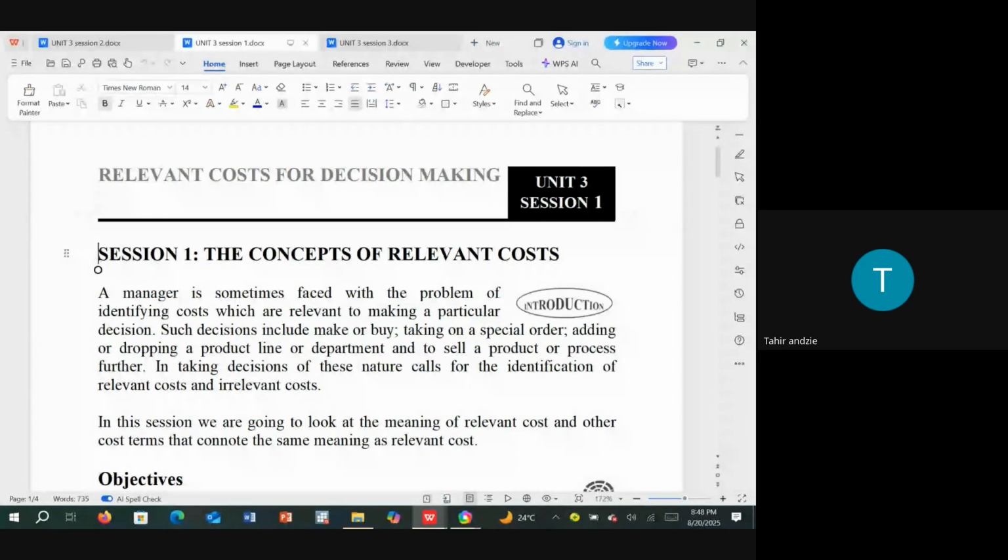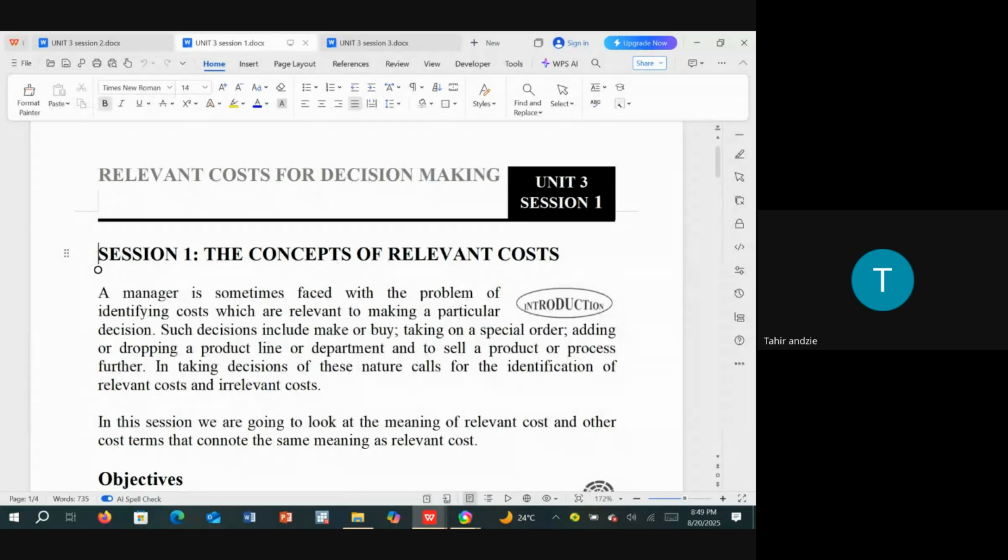Management may also be faced with a situation of deciding to either accept or reject a special order, where a loyal customer has offered to buy certain quantities of a product at a lower price than what the company is selling. Company managers may be faced with this problem of either accepting or rejecting this special order. Whether you will accept or reject depends on your ability to differentiate between what costs are relevant to this decision and what costs are irrelevant.